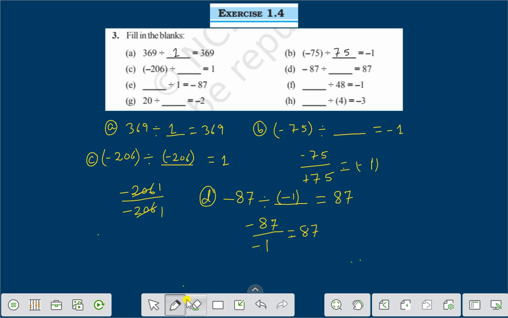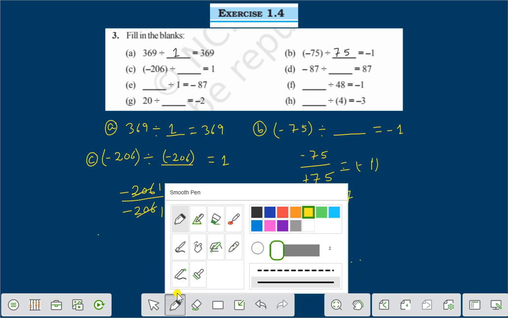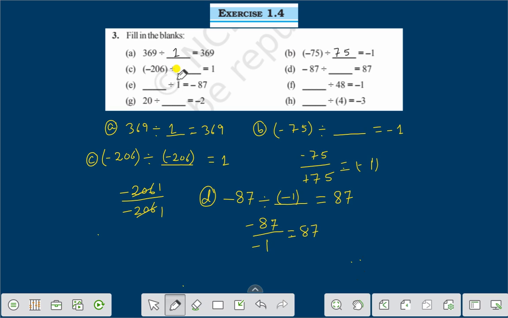Question number D is, in C we are getting 1. In C, minus 206 divided by minus 206 gives us 1. In this case minus 87 divided by minus 1 gives us 87, right?